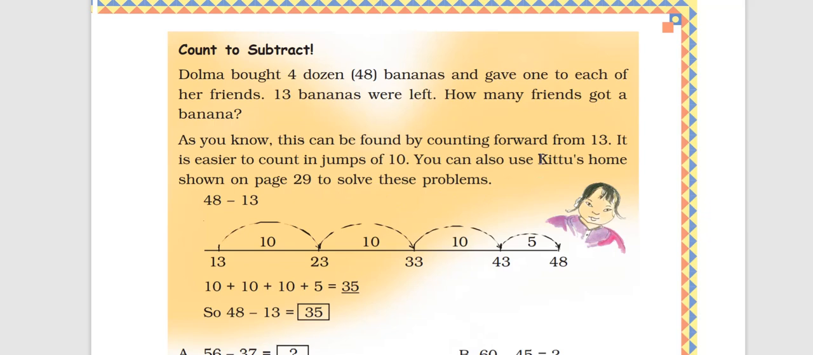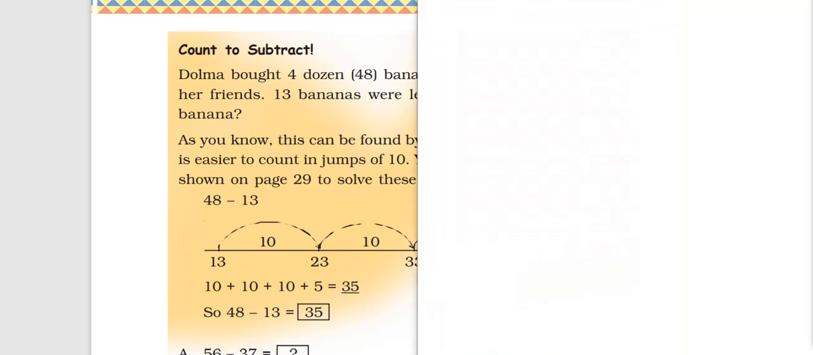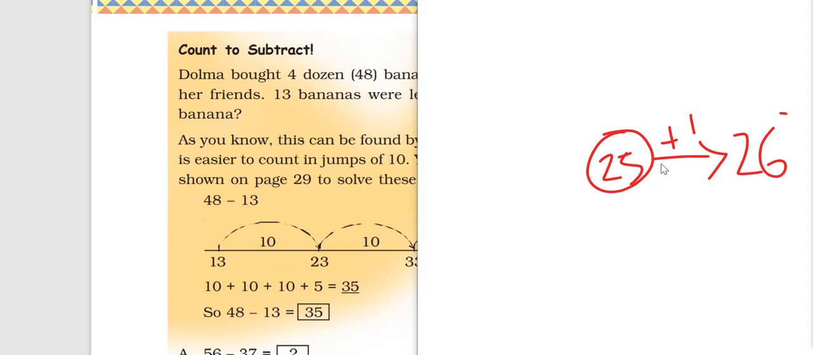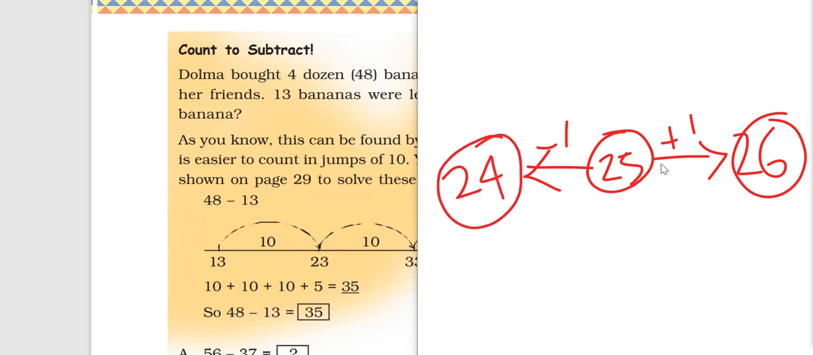If you recollect, in chapter 3, we looked at Kittu's home, which had 100 rooms in it. And there was a concept in that chapter where you jump from one room to another room, right? Say you're on room number 25. You take one step to the right, you get plus 1, go to room number 26. You take one step to the left, you go back one number, which is minus 1, we come to 24. 25 plus 1 is 26 and 25 minus 1 is 24.